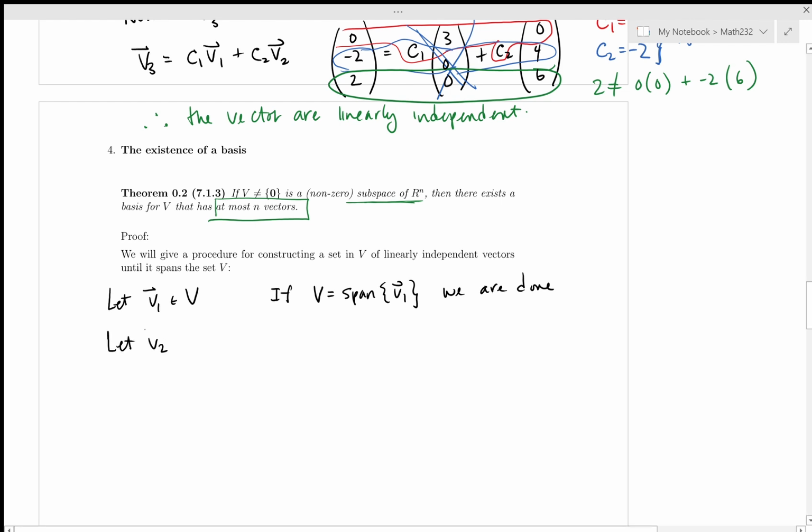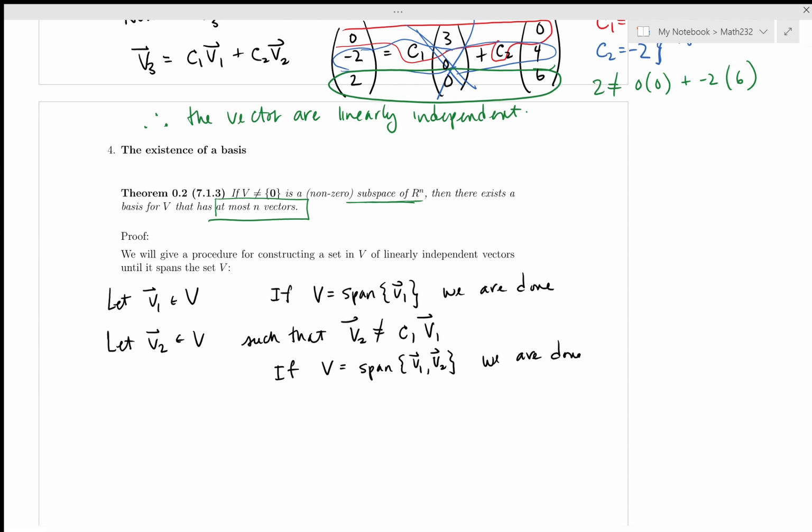Let v2 be in V such that v2 is not a scalar multiple of v1. Okay, and then we ask the same question. If V is the span of v1 and v2, we're done. Okay, and you just keep going until you stop, at each time choosing another vector that is not a linear combination of the vectors already in the set.